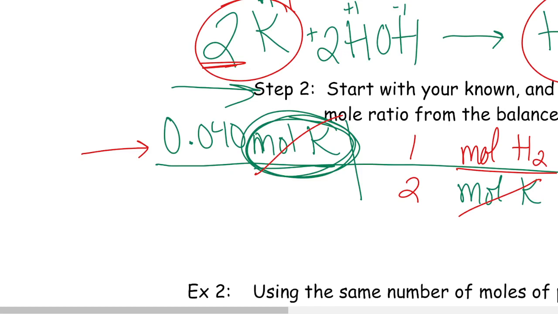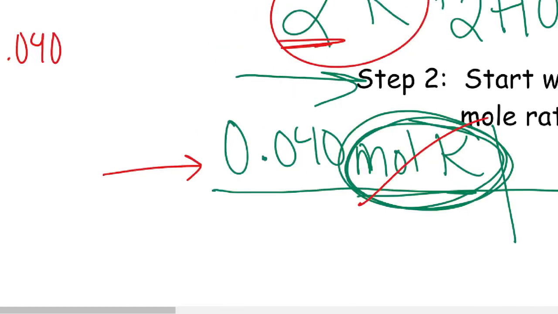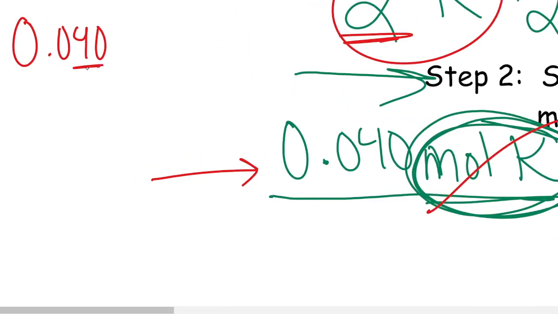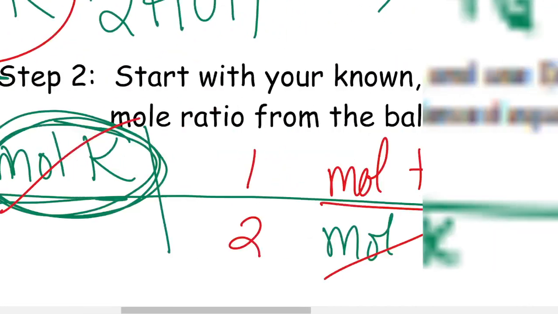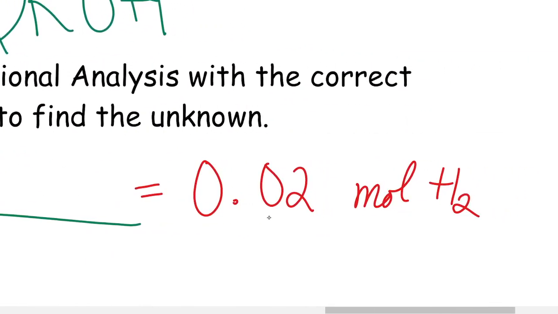So in this case, my given is 0.040. Do you remember your sig fig rules? You want to review them? I don't think we have 3. You don't want to review? All right. So this one has how many sig figs? 2. So my final answer needs how many sig figs? How many does it have currently? Perfect. So I need to add a 0 to the end to make it 2 significant figures.